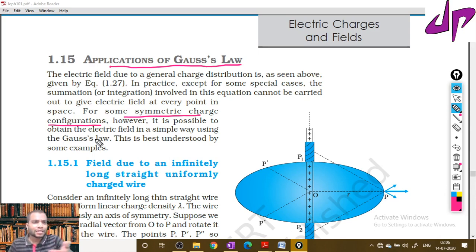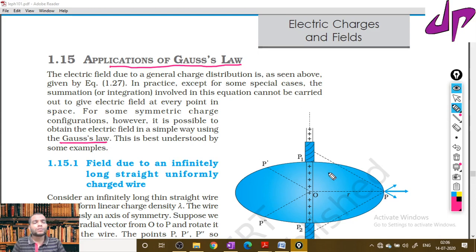In this session we have 3 to 4 examples, where charge is uniformly distributed throughout the surface. Suppose in this picture you can see the charge is uniformly distributed throughout its length. Otherwise, if you take a sphere, over the sphere a charge is uniformly distributed. Cases like that we call symmetric charge configurations. If it is a symmetric charge configuration, finding the electric field at a given point is very handy. It means it's very easy by using Gauss's law.